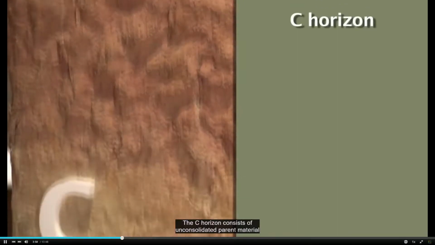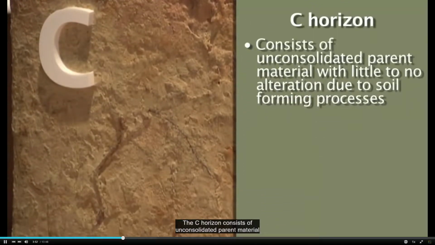The C horizon consists of unconsolidated parent material with little to no alteration due to soil-forming processes. Minimal additions and losses of highly soluble material may occur, but mainly low-intensity processes, such as movement of soluble salts, are present.